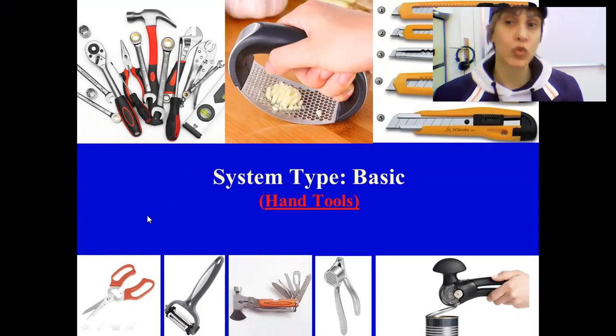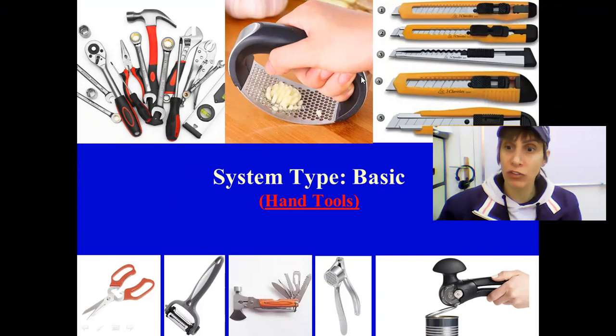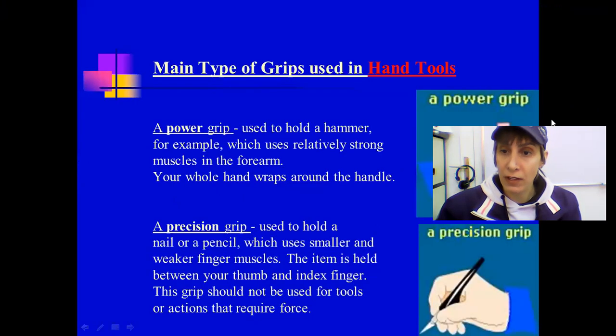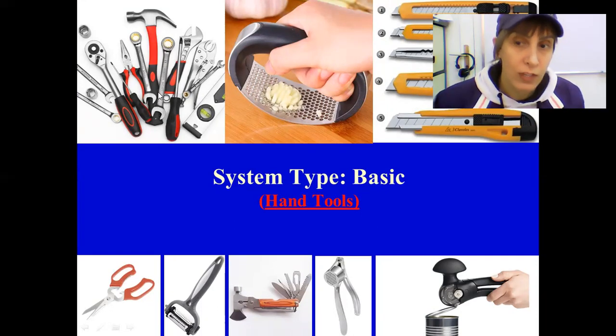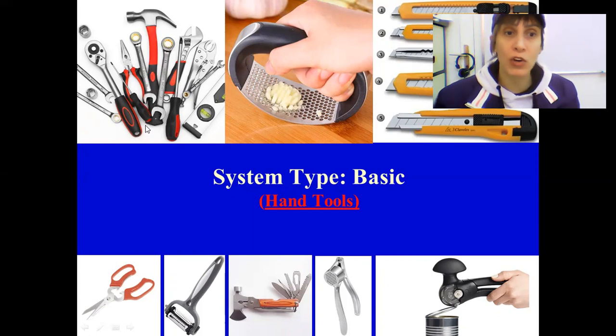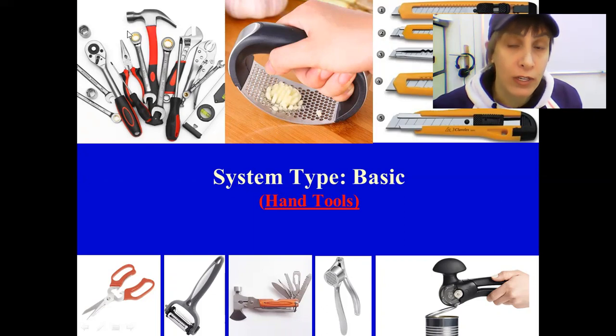Now, each of these hand tools, its function is different. It is designed for a different function. That's why these shapes are different than this shape. Look at each one of these tools. Each of these shapes is different. Why is this tool shaped in this way? Not because the designer wanted to make it beautiful. No, because it relates to the function.